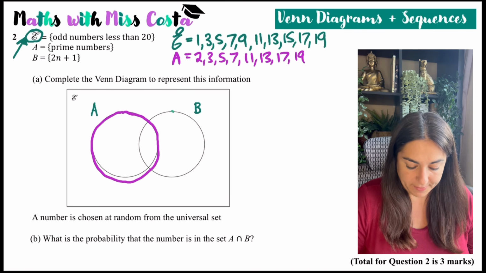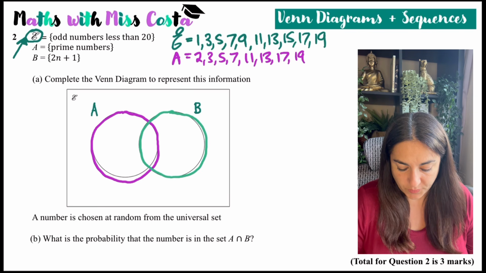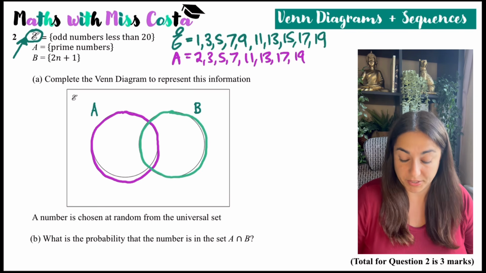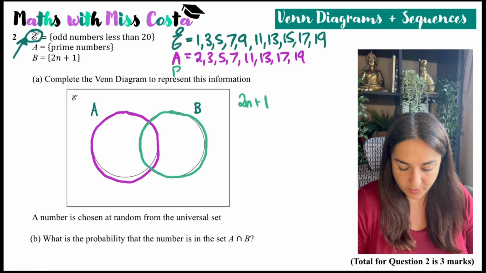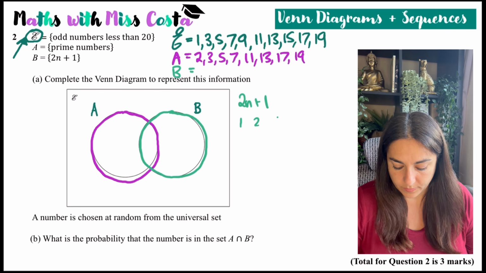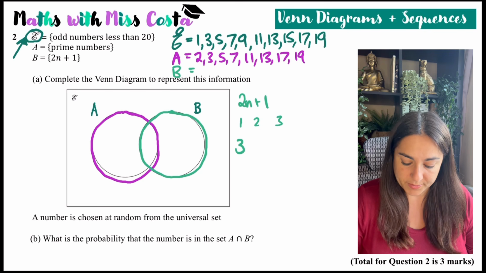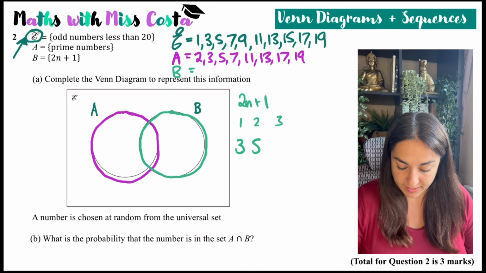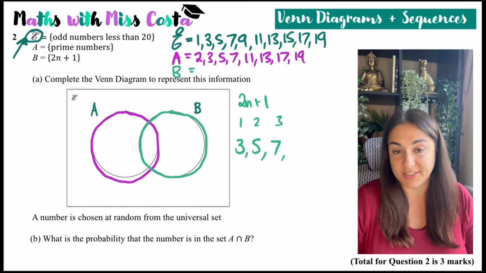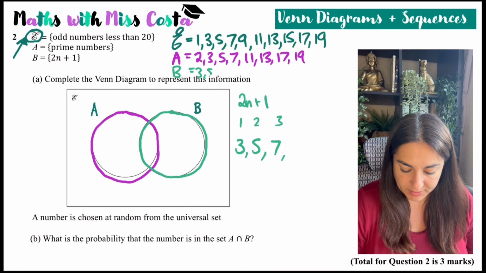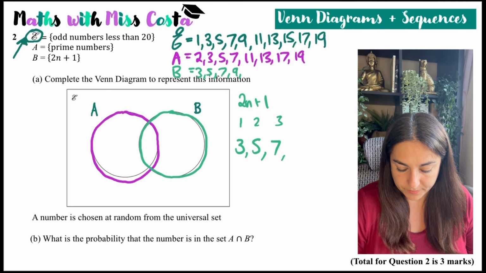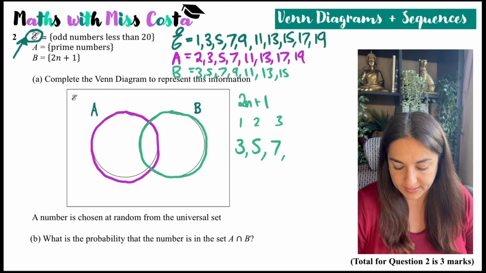And then for set B, I've got a sequence, 2n plus 1. So really quickly, I might try and work that out. 2n plus 1, what would that be? Well, the first term would be 2 times 1, which is 2, plus 1, which is 3. 2 times 2 is 4, plus 1 is 5. 2 times 3 is 6, plus 1 is 7. So we should realise that that is just going up in twos. So that's going to be 3, 5, 7, 9, 11, 13, 15, 17, 19.